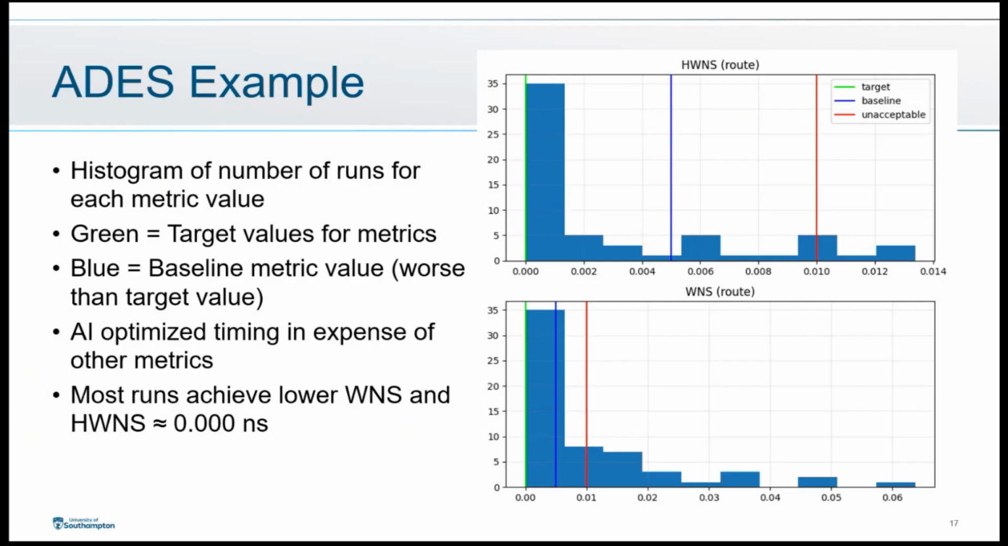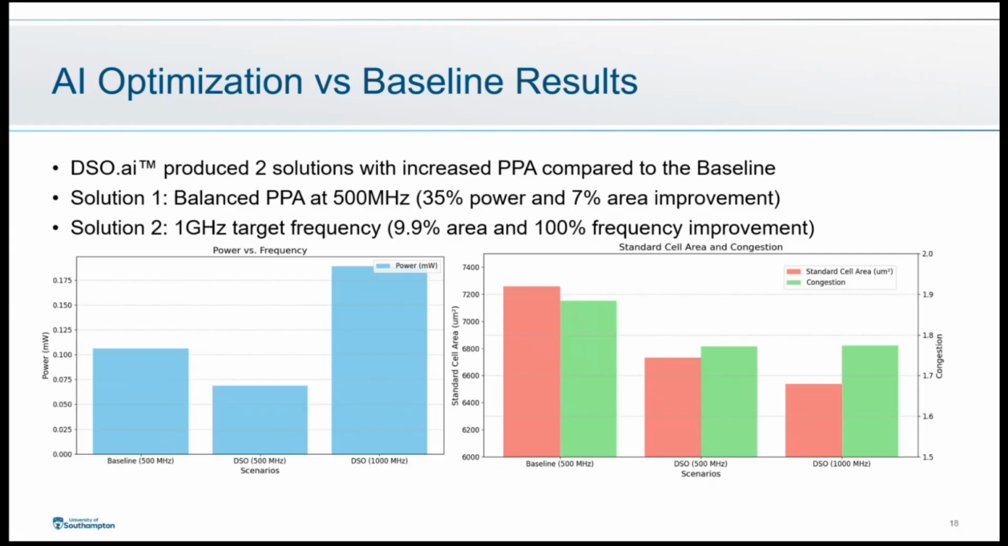In this example, you can see that many of the solutions were close to or at the target metric values, which is good news. And most importantly, it had lower values for timing than the baseline run. However, these runs had higher total power consumption, which is undesirable. So after doing all sorts of experimentation using Pareto and ADIS, we found 2 optimal solutions.